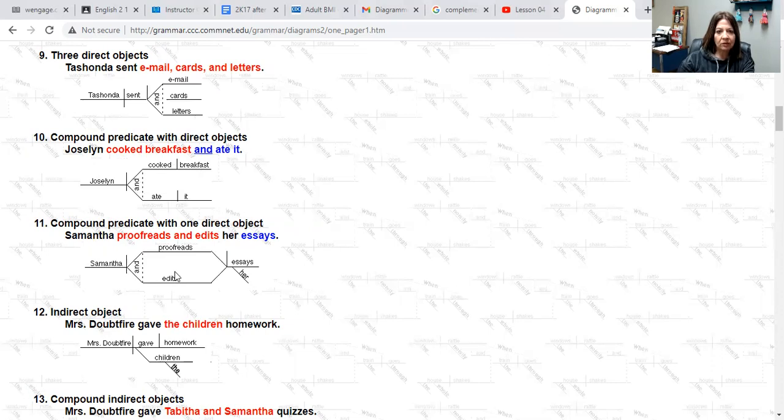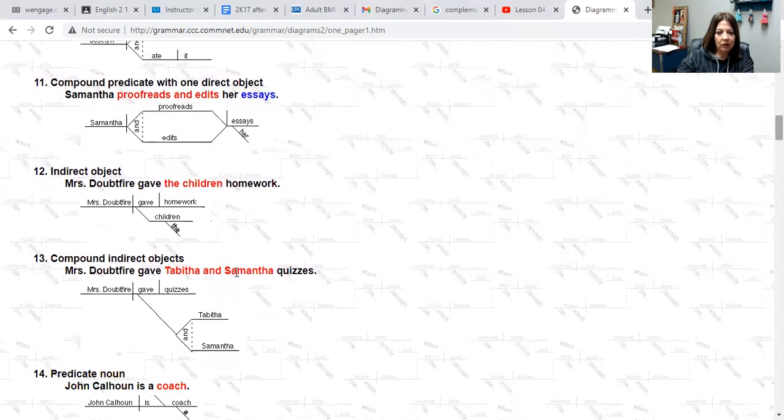If it's compound, but then shares the same direct object, then it would attach back over here again. So Samantha, and then proofreads and edits what? Essays. So essays is your direct object.